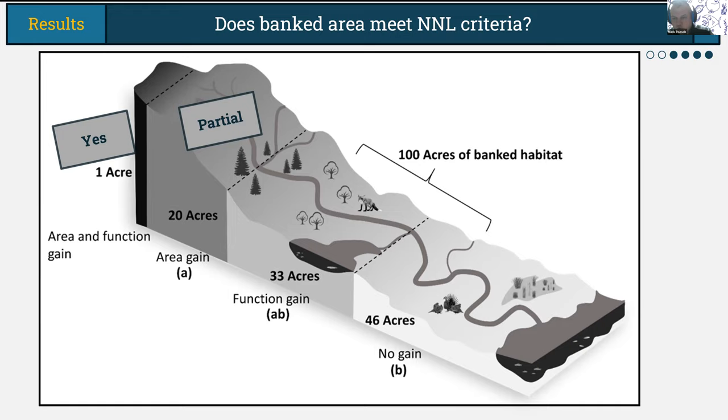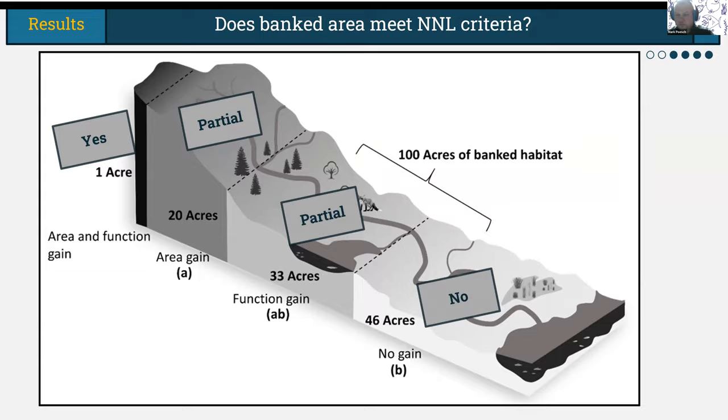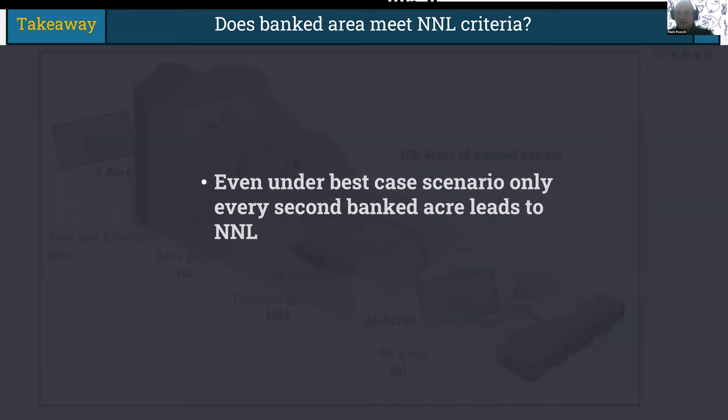You have 33 acres of some functional gain. Again, we say a partial effect for no net loss, but surprisingly you would have about 46 acres where you would have no gain. This is largely due to the preference to move more towards preservation than the other banking targets. So even in the best case scenario, only every second banked acre leads to a no net loss goal.